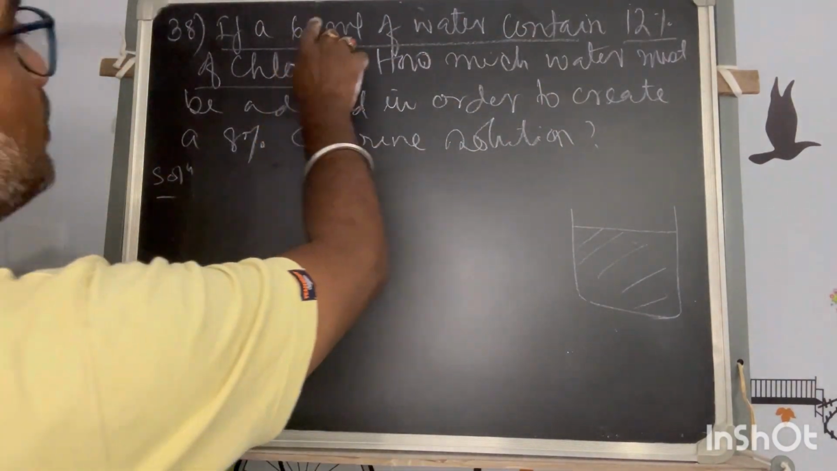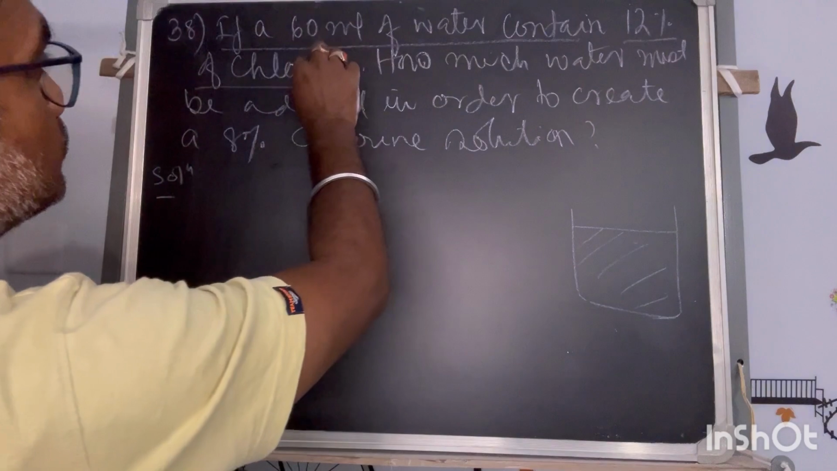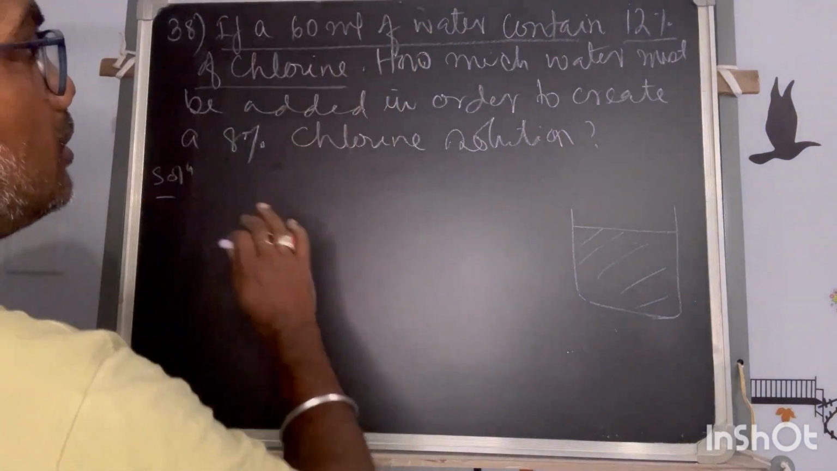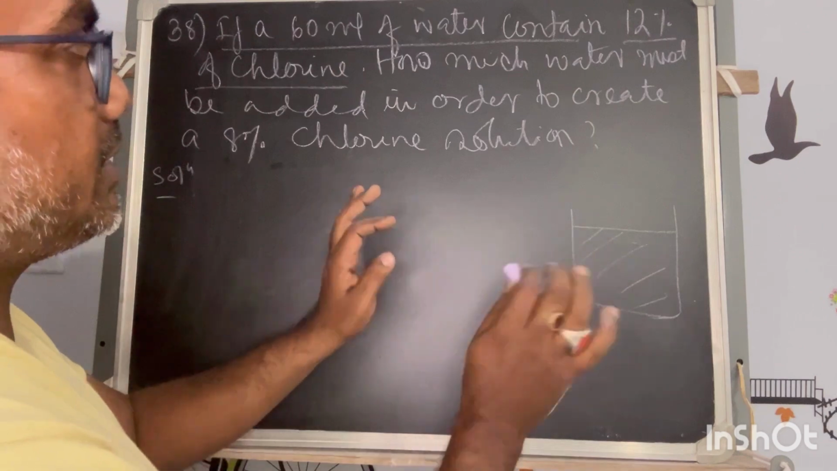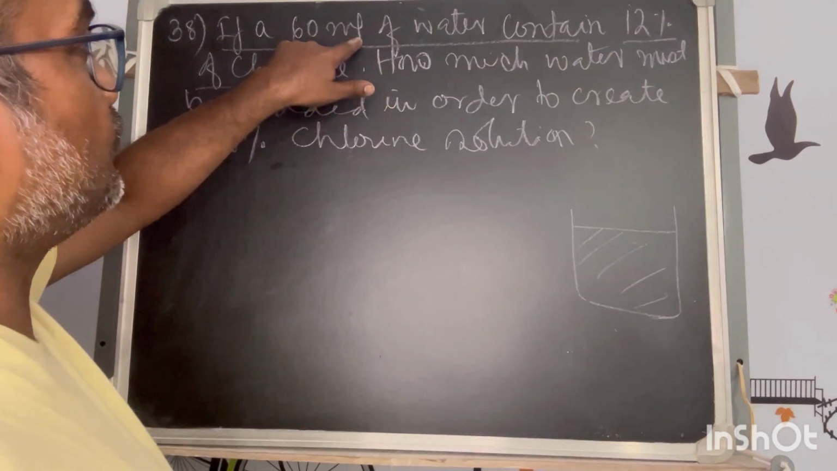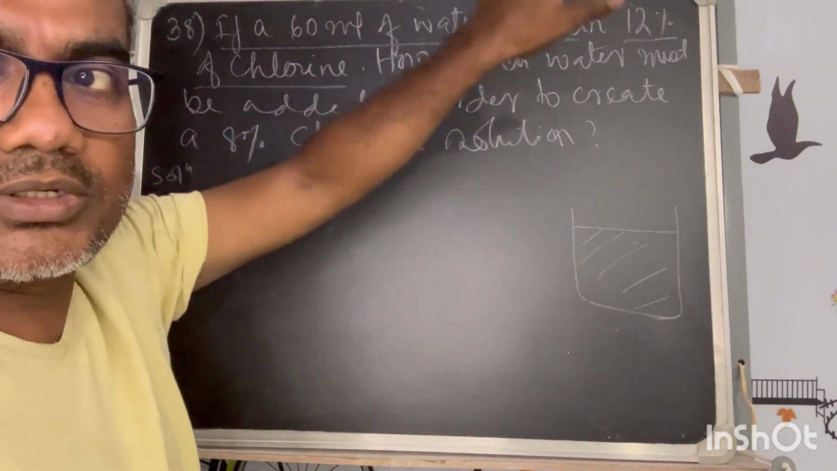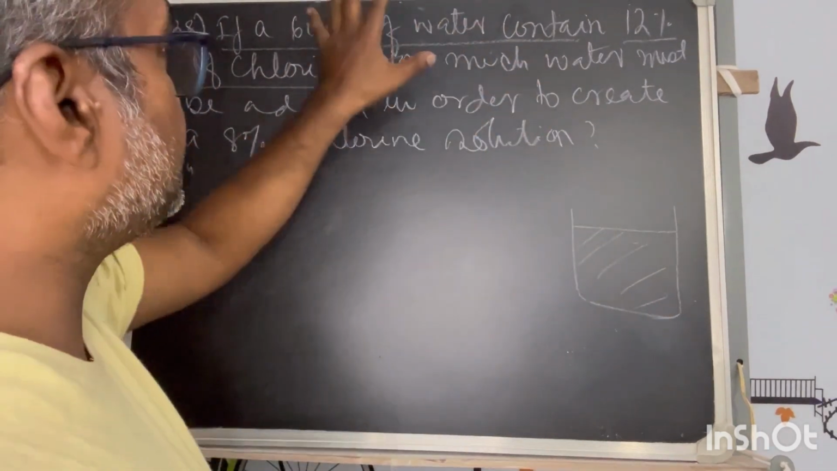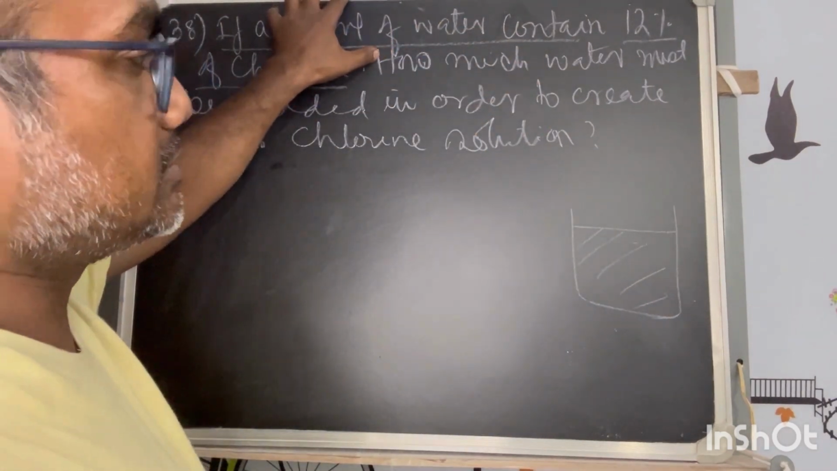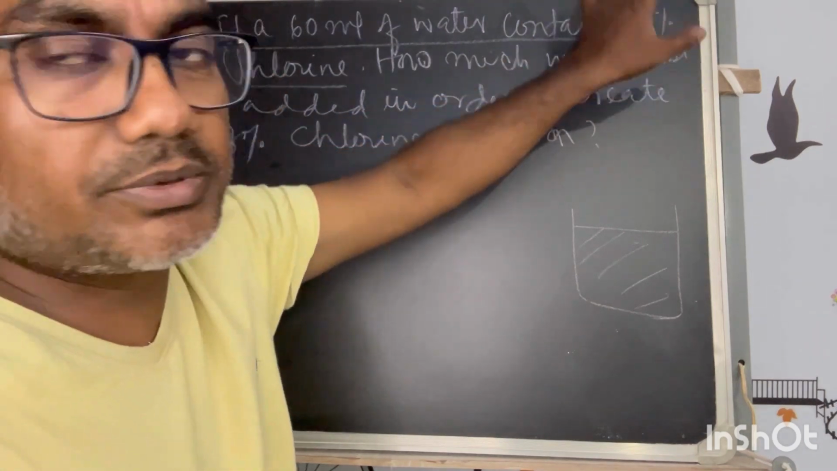So that 60 ml of water contains, that means in this solution only this 12% is existing. That is not a separate entity. That means 60 ml of water you cannot take as pure water and 12% something of that. So how will you get something? So that means this solution is saying it is containing 12% of chlorine.